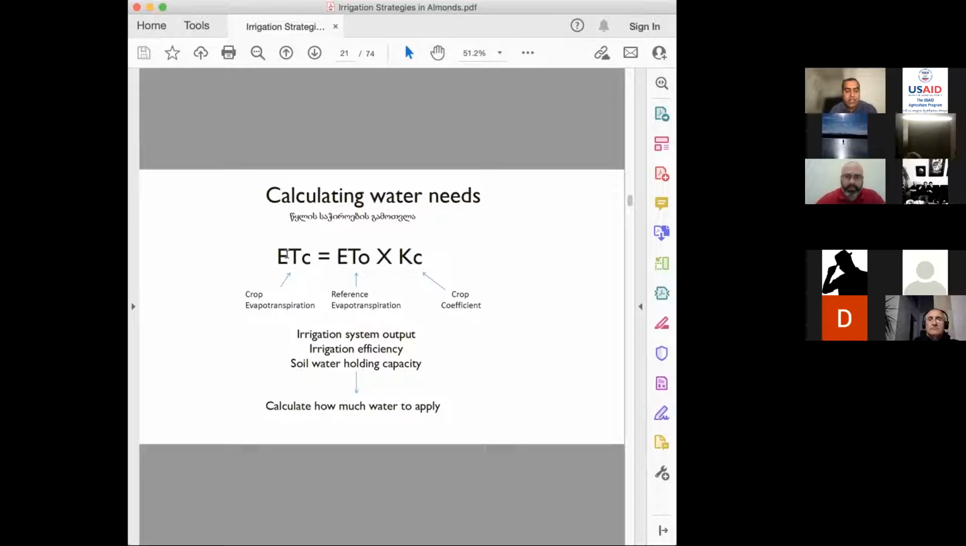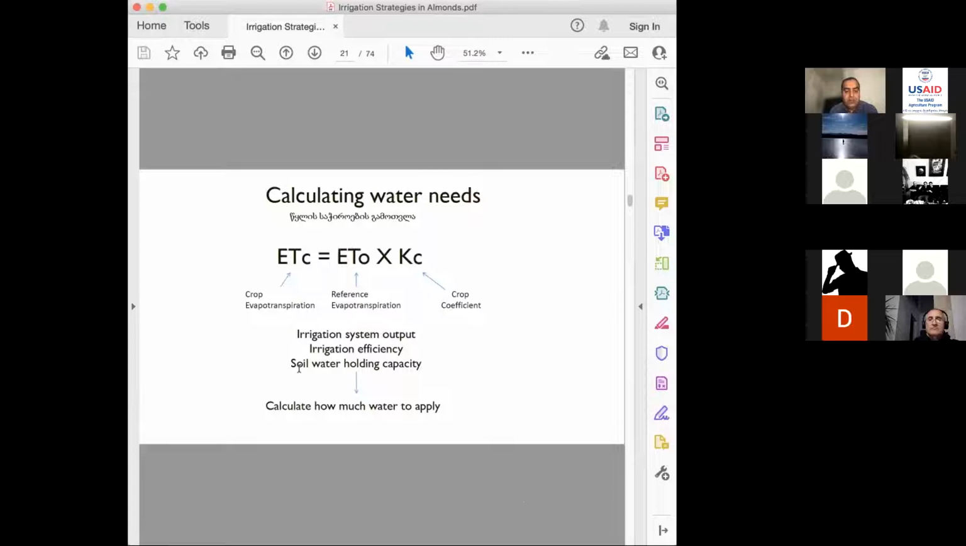Once you have that evapotranspiration for your crop, you now need to factor in the irrigation efficiency. So if you have 95% efficiency, you divide the evapotranspiration of your crop, ETc, by 0.95, and that number will be the amount of water that you would need to apply.